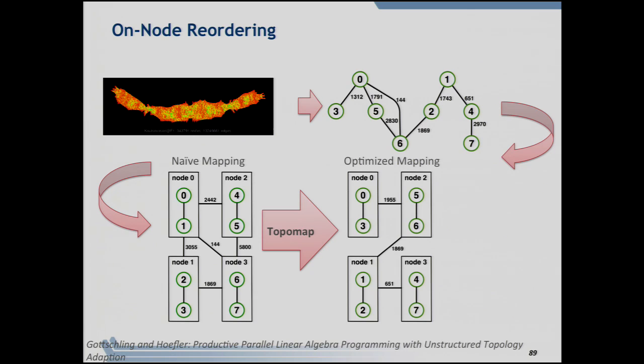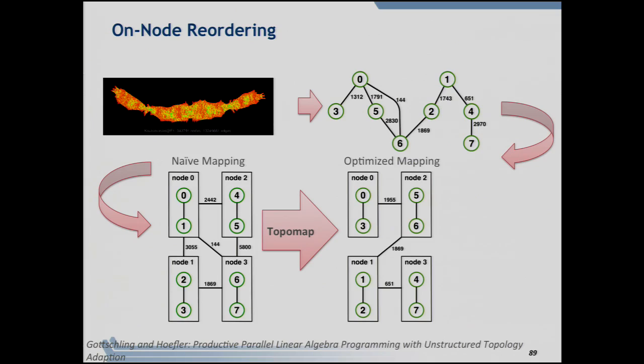So if you just launched it in the naive way, without doing anything, the job launcher would typically place ranks 0 and 1 on node 0. On node 1, it would put ranks 2 and 3. On node 2, it would put 4 and 5. And on node 3, it would put 6 and 7. Let's say they have 2 cores on each node, so that's why it's putting two MPI ranks on each node.